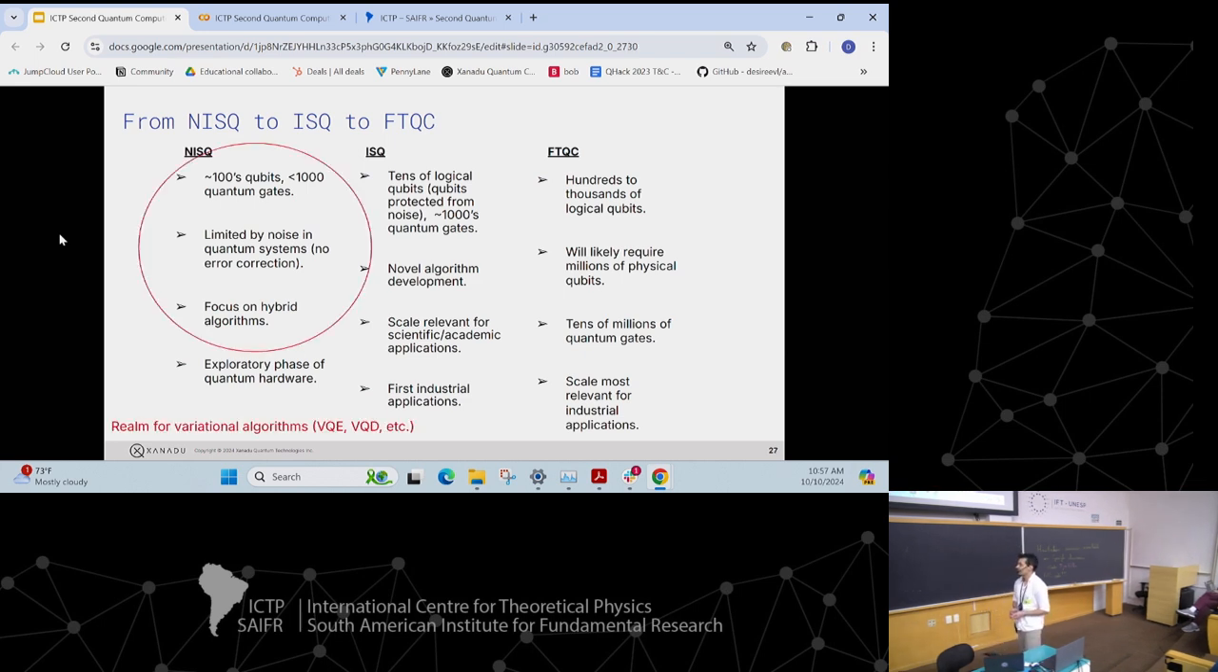So, of course, we're still relatively in the midst of this NISQ era. This is the realm of these variational algorithms that we've been exploring.